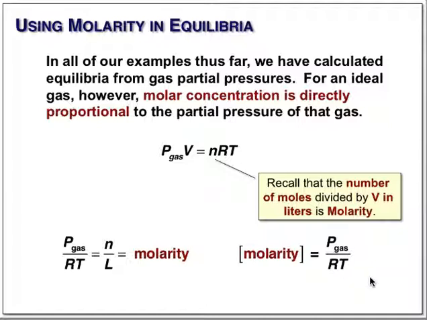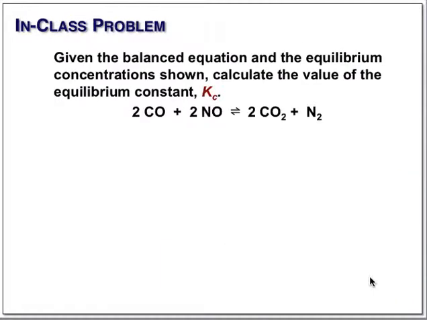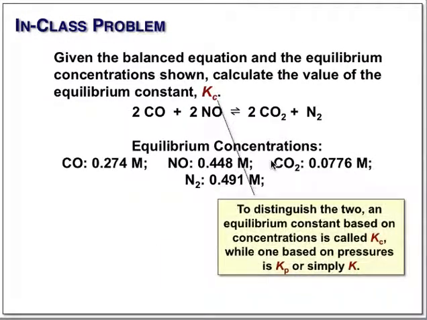Now let's do a simple problem here just based on concentrations. What we're going to do here is to solve for Kc. Now, Kc refers to an equilibrium constant based on molar concentrations. Some books will refer to a pressure-based equilibrium constant as Kp. Others just refer to it simply as K.